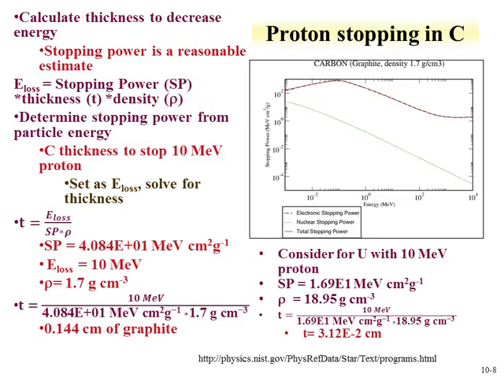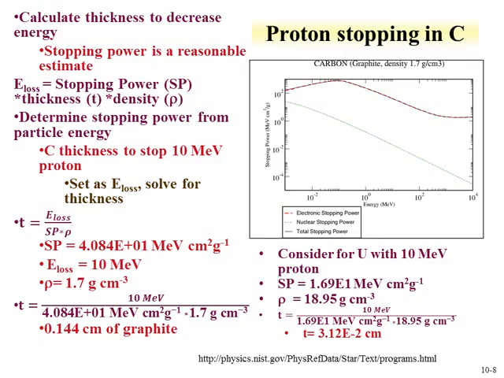My energy loss is 10. My density is 1.7. I plug that into the equation, and I get about 0.144 centimeters of graphite is necessary to stop this 10 MeV proton. I can do the same sort of equation with uranium.